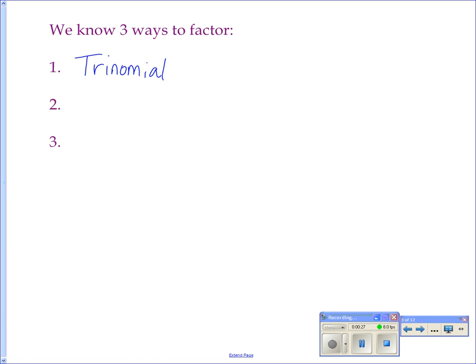Trinomial. A trinomial has 3 parts. And on trinomials, that's where we kick out the last number, right? Remember that from yesterday? We kick out the last number to the side. That's how we do that. So trinomial, kick out that last number.